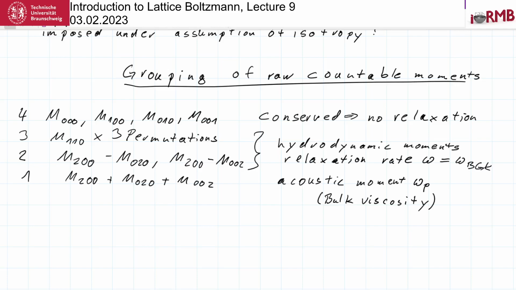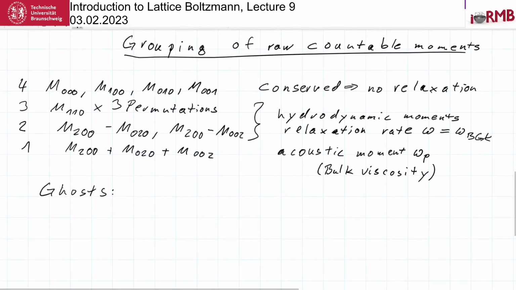So now we have 10 moments, right? We've defined 10 moments, and we have 27 populations. So there is another 17 obviously to come. And these are now our so-called ghosts. Let us just name them like this. So we have third order ghosts, and we have different types of third order ghosts. This is why I write third order A.